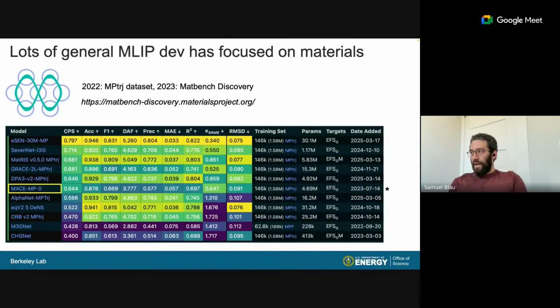Now that was back in the middle of 2023. We see there are lots of better models now trained on the same data set, but at a certain point, architectural improvements can only get you so far, and it really comes back to the data. And here, all of these models are trained on the exact same data set, MPtrj.